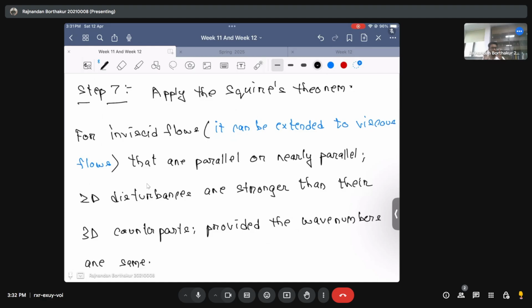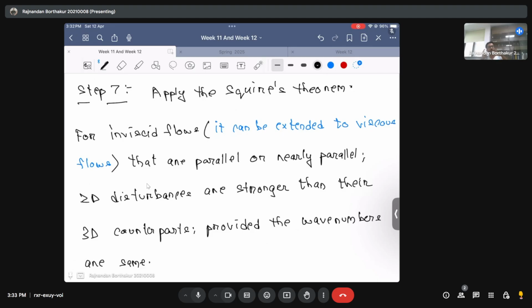I agree that if you want to get the total flow field of the perturbations, then you need to solve the 3D equations, because if you have 2D equations, you will miss out on one direction. But our objective is not to get the total flow field of the perturbations. Our objective is to see, in a given flow of this type, whether the perturbations grow with time or decay with time. So in that context, it suffices to just study the 2D problem, because according to Squire's theorem, the 2D disturbances are much stronger.